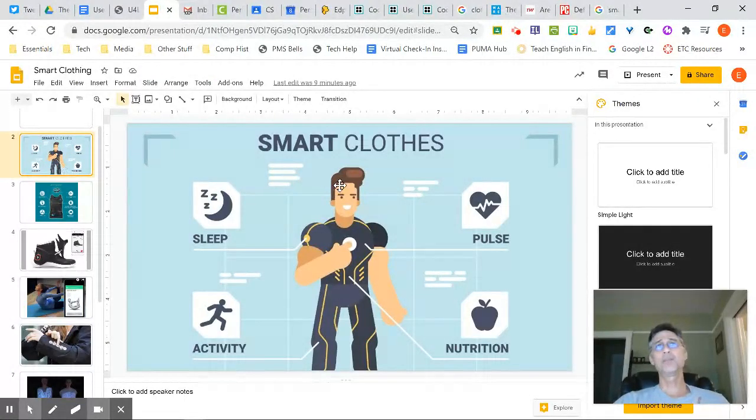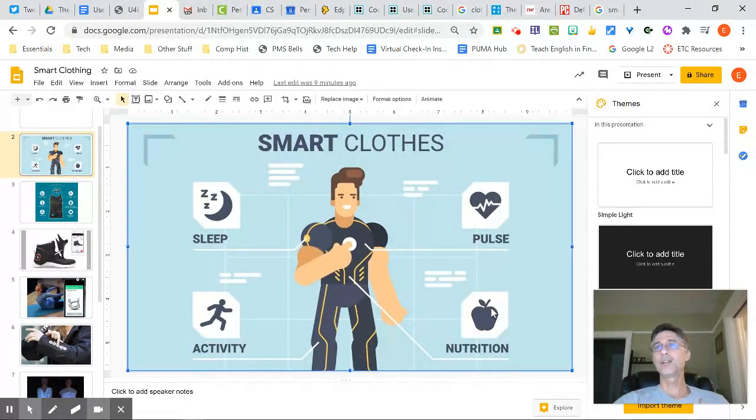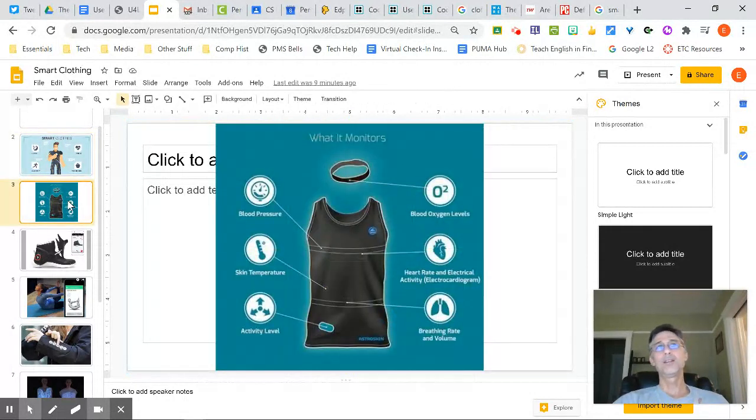So, for example, smart clothes. They might have sensors like we were talking about that monitor your sleep, okay? And you wake up, you look at it, you go, oh, how did I sleep, okay? It might monitor your heart rate, your nutrition, whether you're dehydrated, whether you're low in vitamins or minerals, or it might monitor your activity, right? Okay. Smart clothing could monitor your blood pressure again.